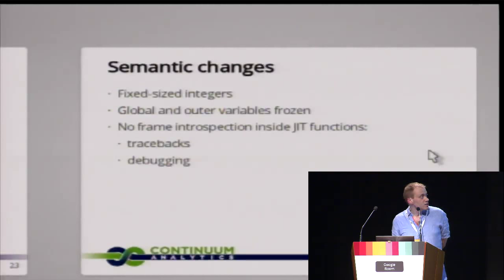We take the liberty of freezing the global and outer variables, so we consider them constants, which makes it much easier to compile, and it allows us to generate more optimized code. For example, if you have math.py, then usually math.py won't change, so it's only fair to consider it a constant. But of course, if in your module you have a global variable whose value changes, then you won't see it in your compiled function. It will keep the older value.